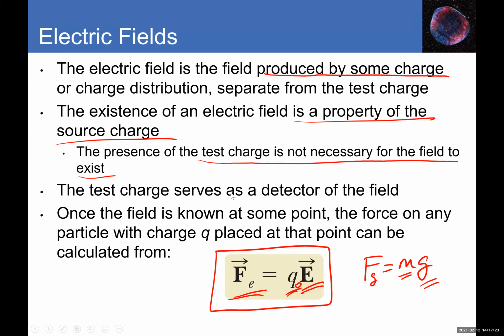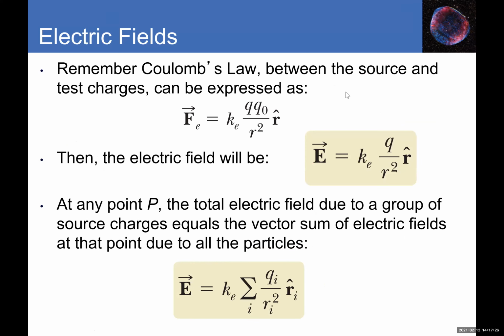I can actually show you over here. Remember the equation for Coulomb's law? Let's say here's a source charge, which we can call Q, and here's a test charge, Q naught. If I bring it to some point P, because of the source charge there was already an electric field at point P. Then I bring a test charge, and the force is the Coulomb force: K times Q Q naught over R squared times R hat, the unit vector.